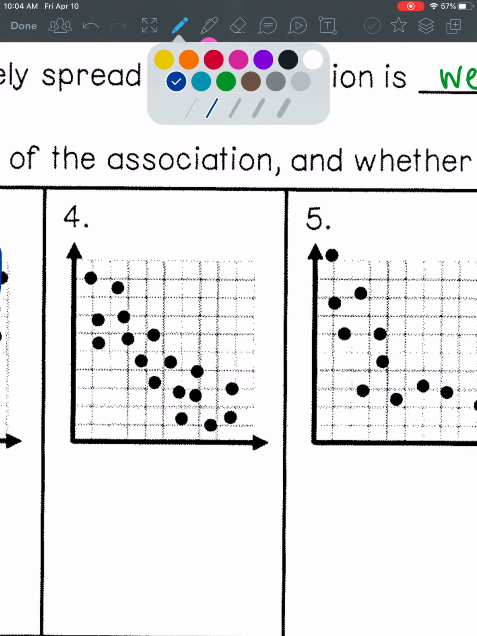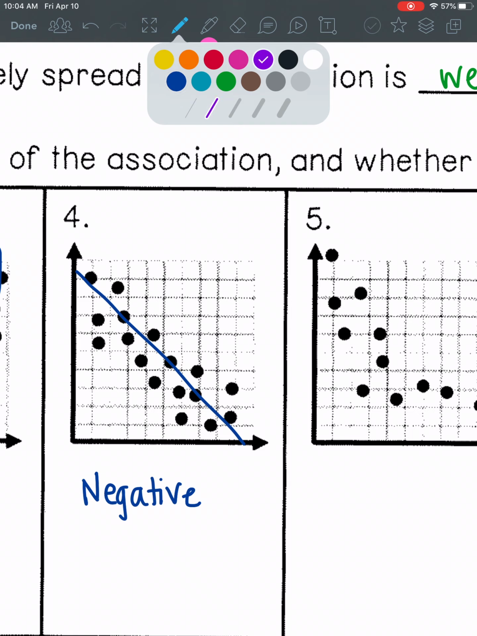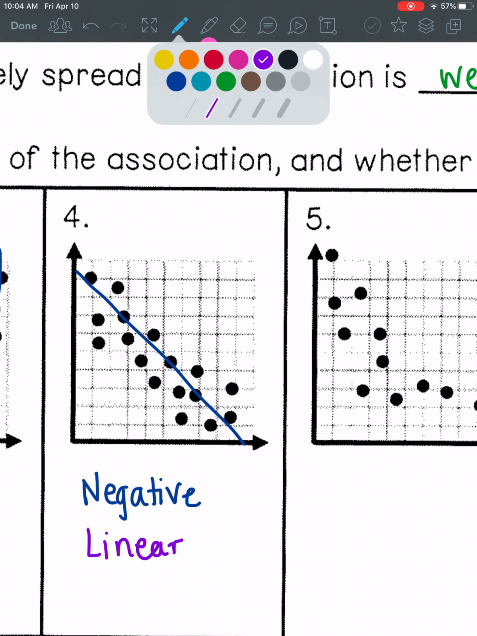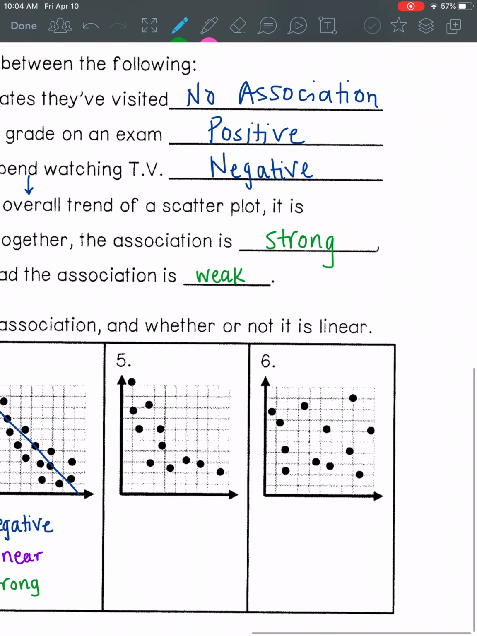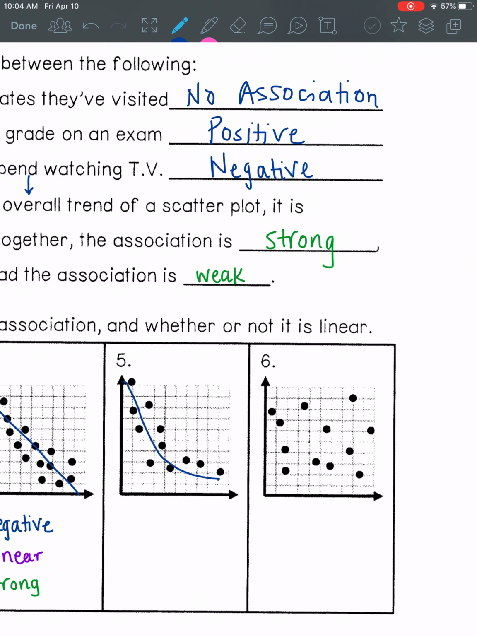Here now our pattern changed because now it's going downhill, so that is our negative association. I just drew the straight line, so we are going to call that linear. And again, those points are pretty close to that line. They're all consistent, so we'll call that a strong association. Okay, here is then an example. If we draw our pattern, again, it is going downhill, so it is a negative association.